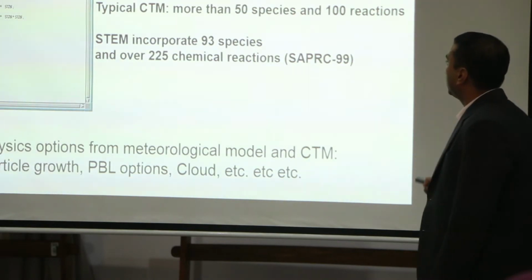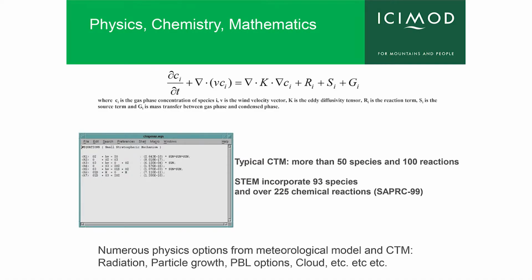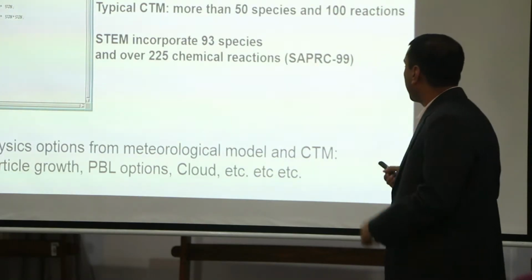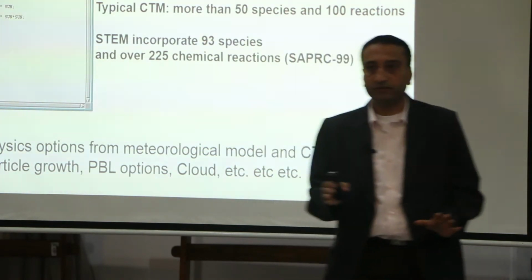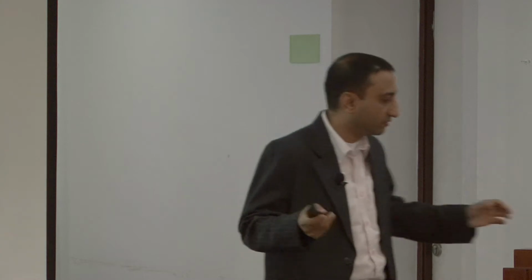Okay? And then I just gave you an example here. There are 7 reactions. Typical CTMs have 50 species, 100 reactions. The version of the model I am showing you has 93 species, 93 pollutants, and then 225 chemical reactions. And you have to calculate all of them. And in terms of physics, there are just too many physics options, so I don't want to even go into it. How do you calculate your radiation? How do you calculate your particle growth? What boundary layer options? Your cloud parameterization, stuff like that.